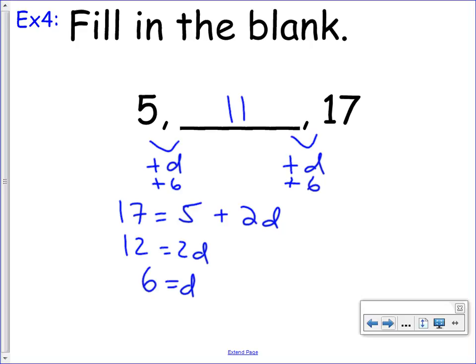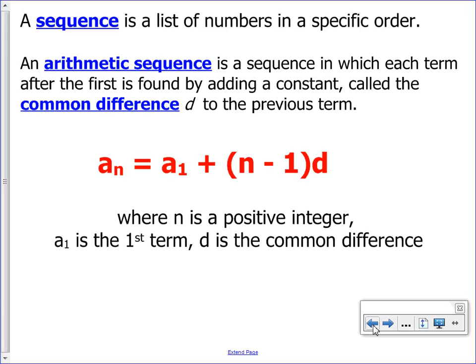If you take a look at that formula, that is the same formula as you had in red. 17 is a_n. It's the end number. 5 is a_1. Where's the 2 from? Well, how many numbers are there? 3. It's 3 minus 1. Take a look at that formula. It's the number of numbers minus 1.